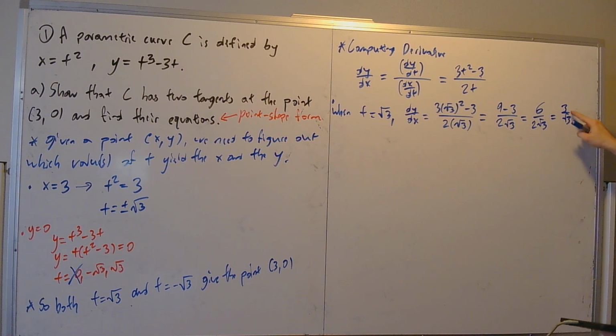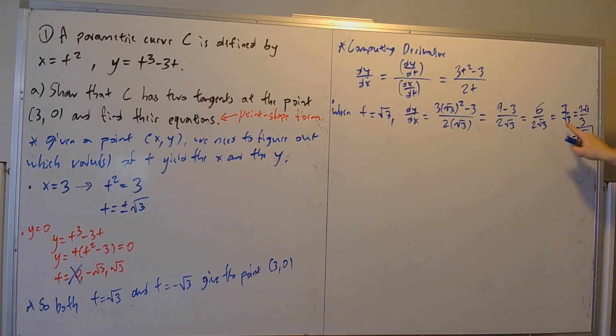And if you multiply both the numerator and denominator of this fraction by root 3, then in the denominator you're going to get 3, and in the numerator you're going to get 3 root 3. So 3 root 3 over 3 is just going to give you the answer of root 3.